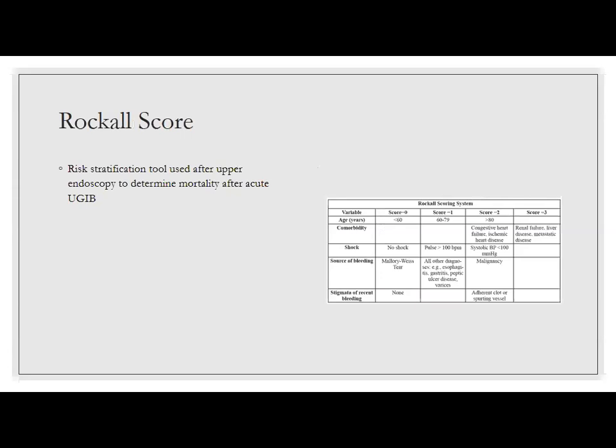There's also the Rockall score. So this is useful after you've already done an upper endoscopy. So it takes into account what those findings are, like whether they had a Mallory-Weiss tear or an ulcer or malignancy. And so you really need the endoscopy done before you can calculate that, but it helps determine mortality. And anyone with a score of 2 or less is very low risk for rebleeding, about 5%, or death, about 1%.